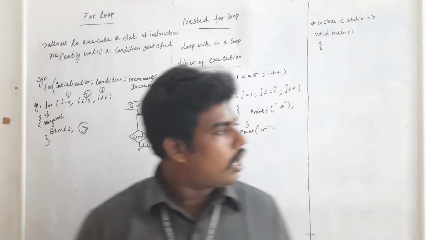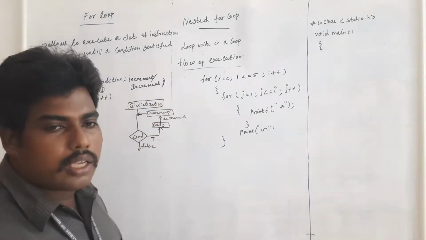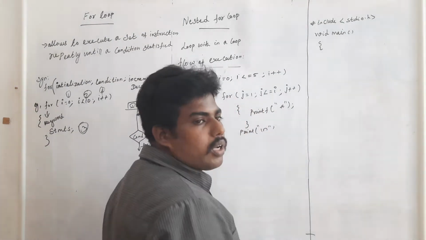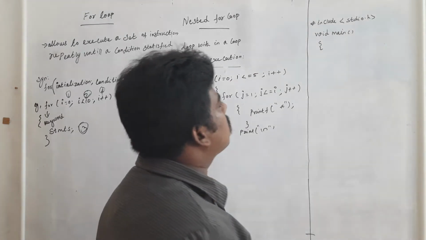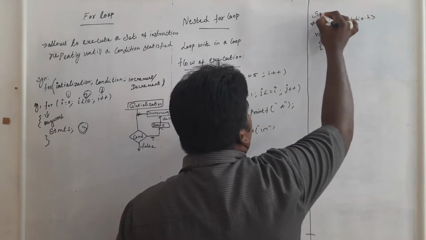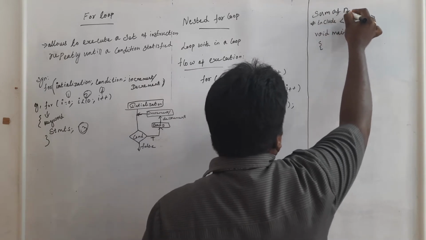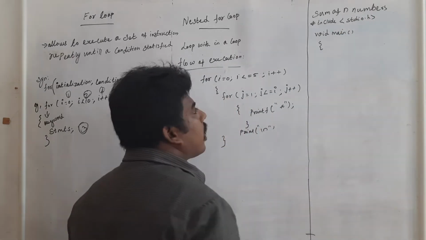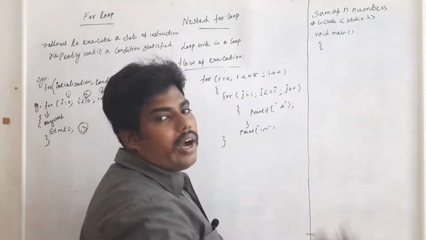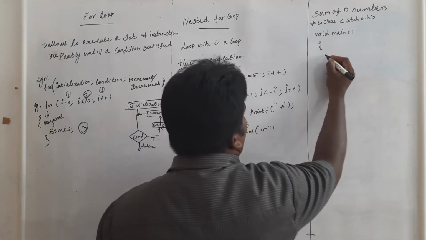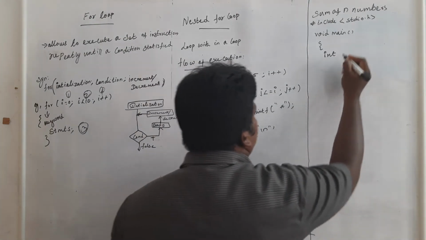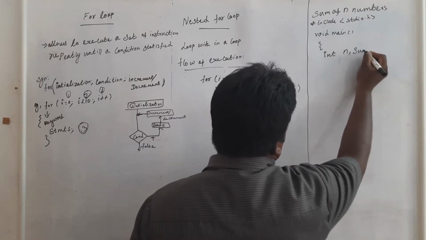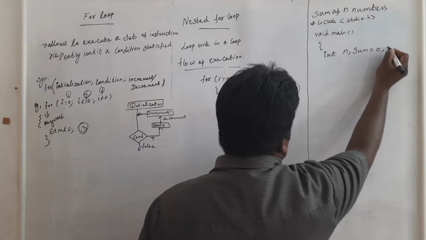Okay. Now we can see one example for this. So void main. This is the program to find the sum of n natural numbers, or the sum of n numbers. First I use the header files, then void main, then I am using the declaration int n, sum equal to 0, i.